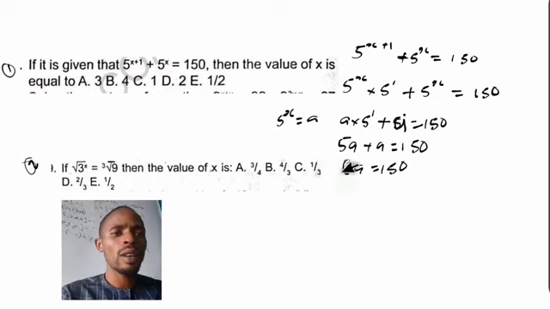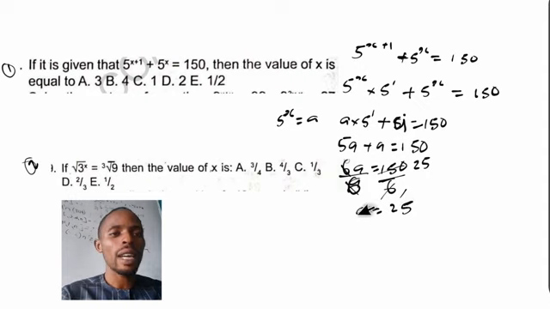To get the value of a, divide both sides by 6. The 6 cancels the 6 here, leaving 1, and 150 divided by 6 gives 25. So now the value of a is equal to 25.